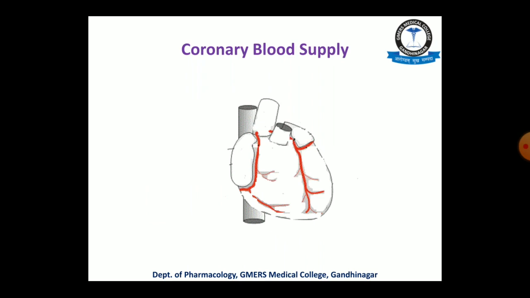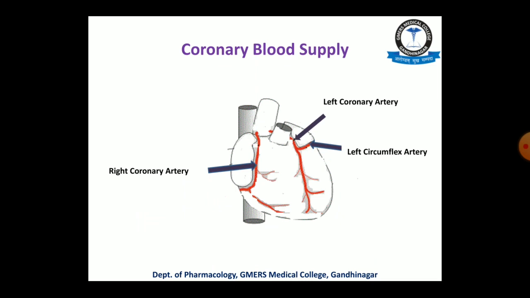Now we will see very briefly about the coronary blood supply. The heart is supplied by two arteries. One is the left coronary artery and second is the right coronary artery. Now just after the origin of the left coronary artery, it divides into one branch that is known as the left circumflex artery, and the rest is known as the left anterior descending artery.